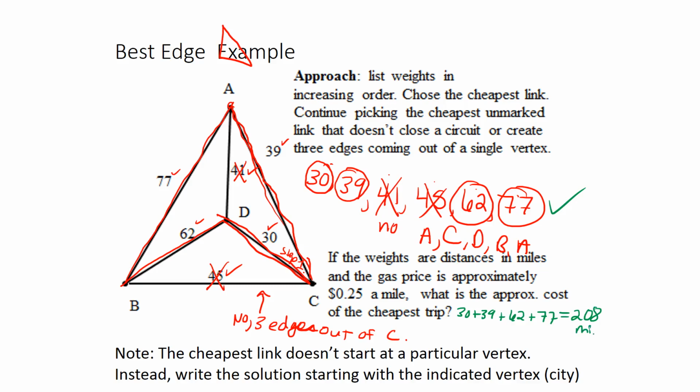And it says if gas is approximately 25 cents a mile, what is the cost of the cheapest trip? So we've gone 208 miles and it's 25 cents a mile. So we would get $52, right? A quarter of that is $52 for that trip.